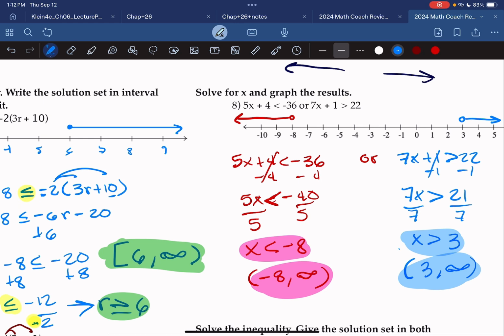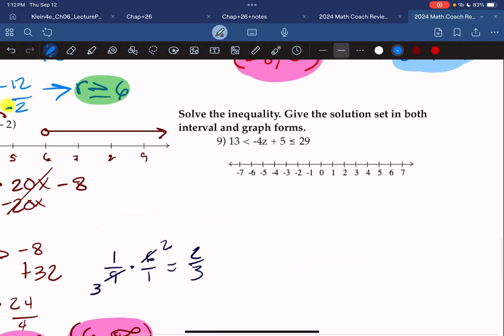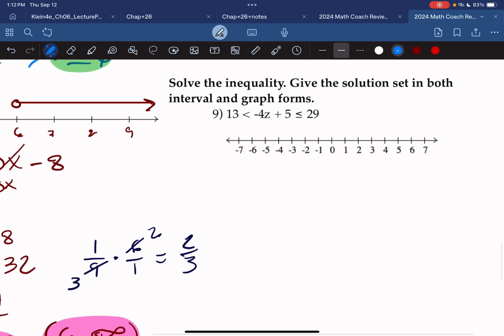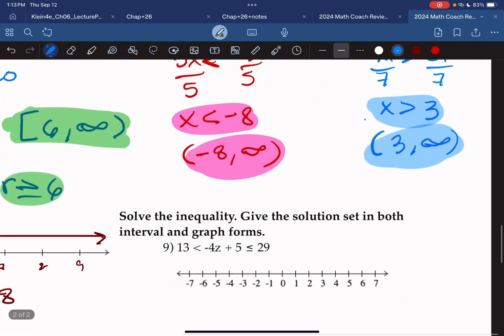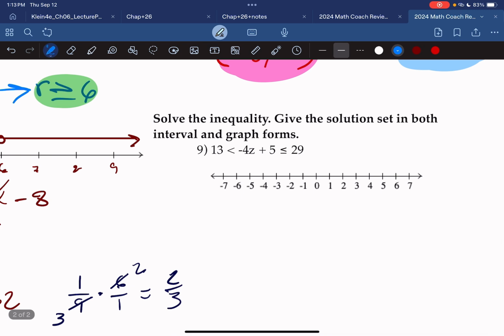So now we have one more. Let's go. One more, last one. Okay. Solve the inequality. Give the solution set in both interval and graph forms. Same thing we've been doing, except instead of being an OR, now it's an AND. And like you saw here, ORs go in opposite directions. The ANDs are going to come together. And we solve it together. Let me show you. So 13 less than negative 4z plus 5 less than 29.